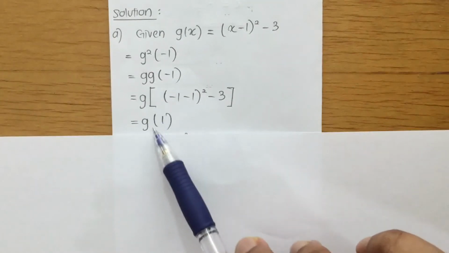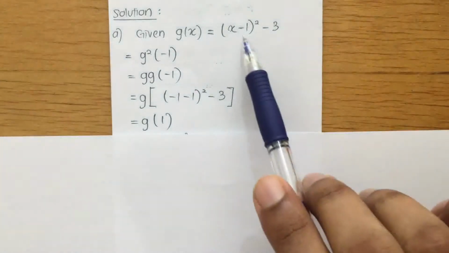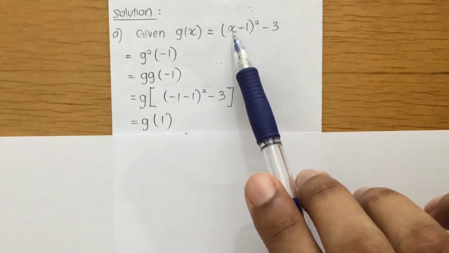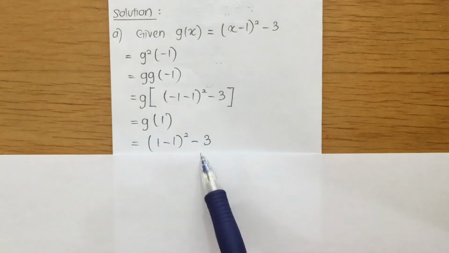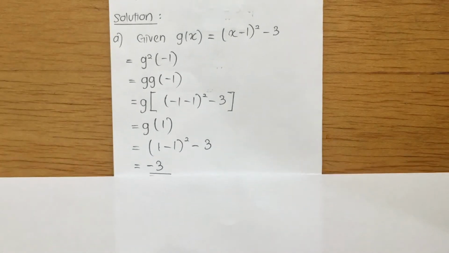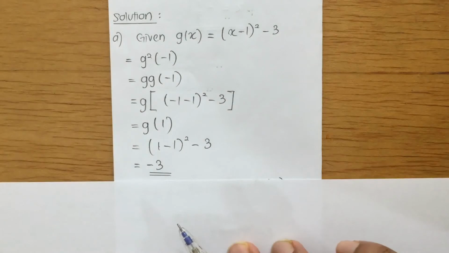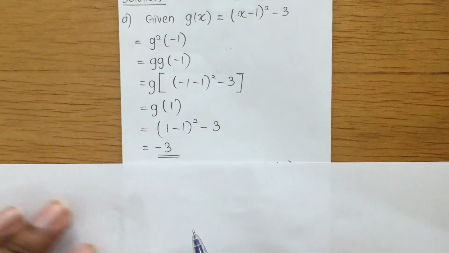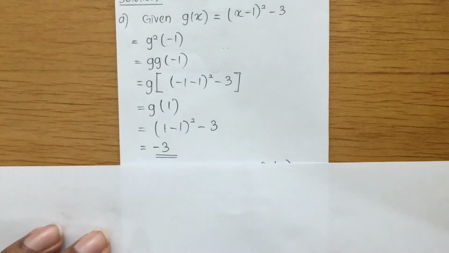In this step, you're going to substitute this 1 into the function g. So what you're going to get is (1 - 1)² - 3. Therefore you should get your final answer equals -3. So this will be your final answer, guys, for part A. I hope you get the step-by-step working for part A. Let me proceed to part B now. Part B asks you to find the value of p and of q. So let me continue.